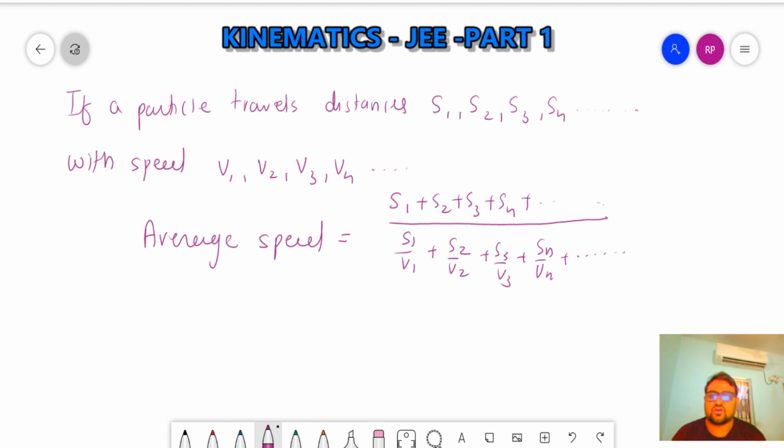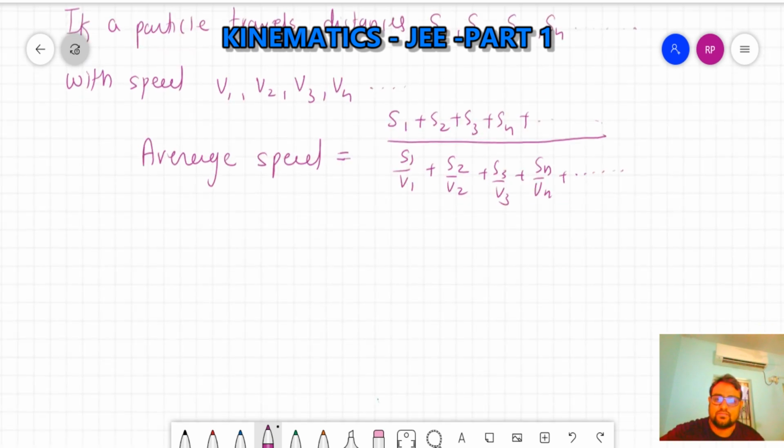Okay, this will be a shortcut that we will use when different distances are given and different velocities are given. Remember, if the particle travels distances s1, s2, s3, s4, and so on with different speeds v1, v2, v3, v4, and so on respectively, then the formula for average speed will be this one. Clear? Okay, so now let's take an example.